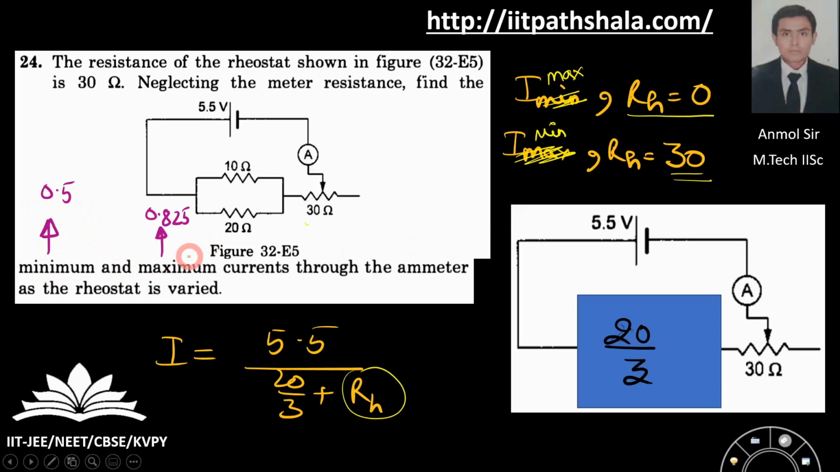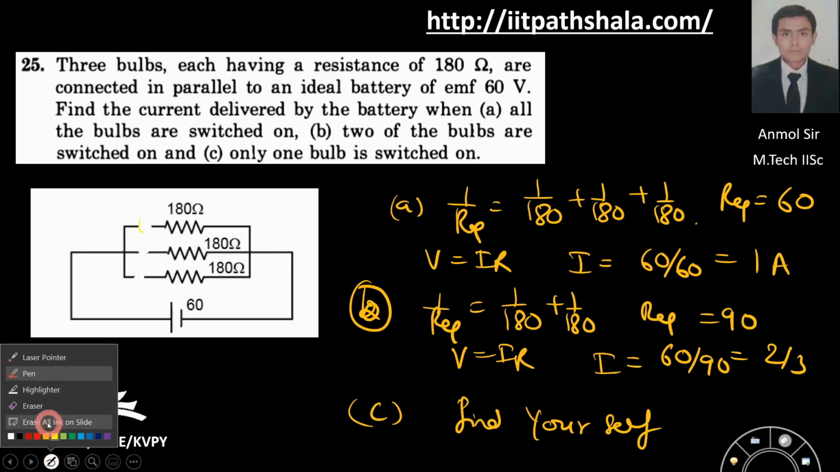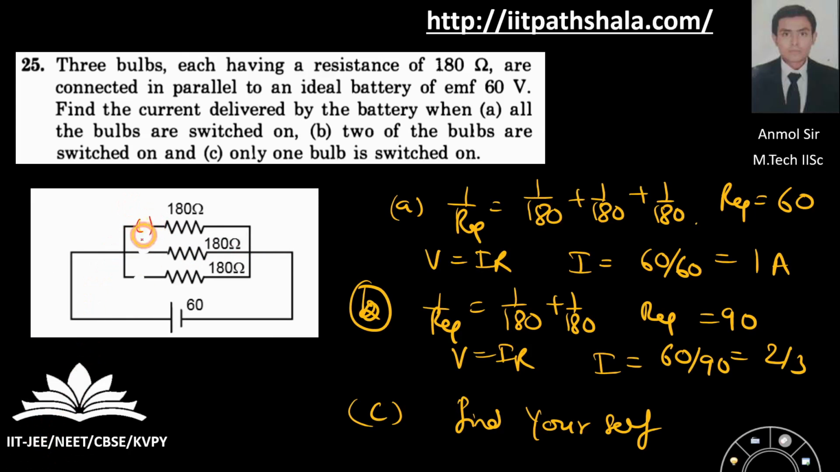Okay, now quickly moving toward the next question, which is question number 25. You are having three bulbs. Each bulb is carrying its own switch. In the first part, all bulbs are switched on, so you are connecting all the switches. Now if you connect all the switches over here, every bulb, which carries a 180 ohm resistance, will be in parallel to each other. And the whole circuitry is connected to a 60 volt battery over here.